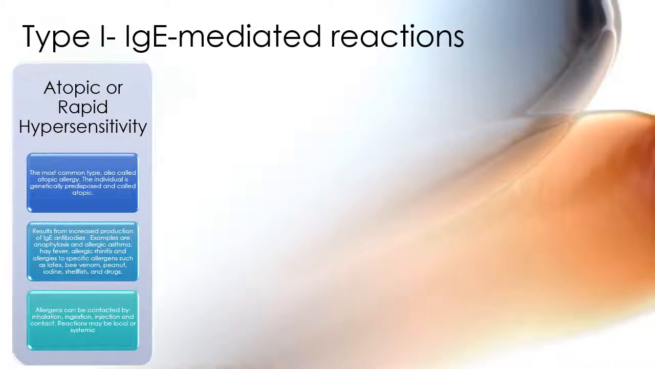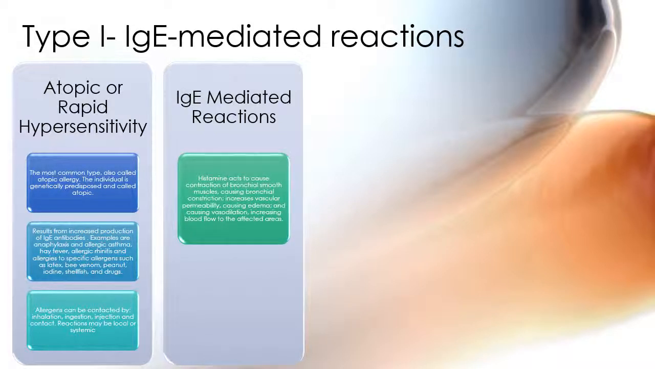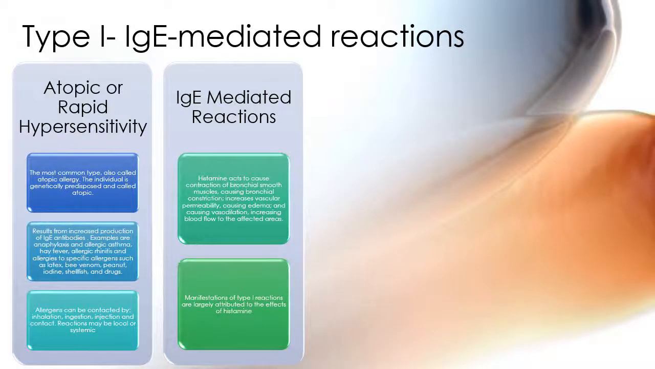Allergens can be contacted by inhalation, ingestion, injection, and contact. Reactions may be local or systemic. Immunoglobulin E mediated reactions. The process involves histamine acting to cause contraction of the bronchial smooth muscles, causing bronchial constriction, increasing the vascular permeability, causing edema, and causing vasodilation, increasing the blood flow to the affected areas. Manifestations of type 1 reactions are largely attributed to the effects of histamine.